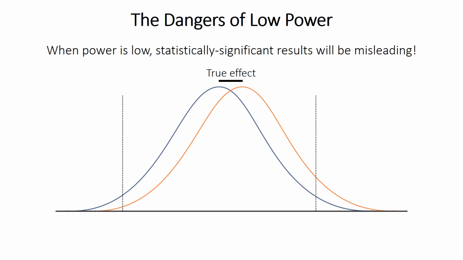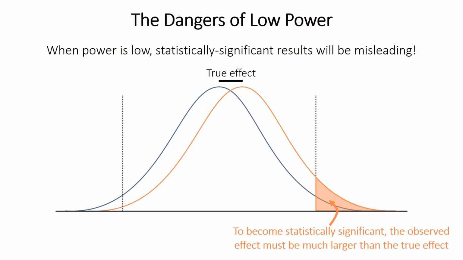But there are real dangers in studies with low power. Say a power of 0.4 or 0.2 or even less than that. And here's the real danger. When the power is low, any statistically significant results you find are going to be misleading. So imagine this situation here with a small true effect between the blue and the orange curves, but also very low power. So to be identified as statistically significant, any result, if you get a result that has a p-value of less than 0.05, you might conclude that there is a significant difference.